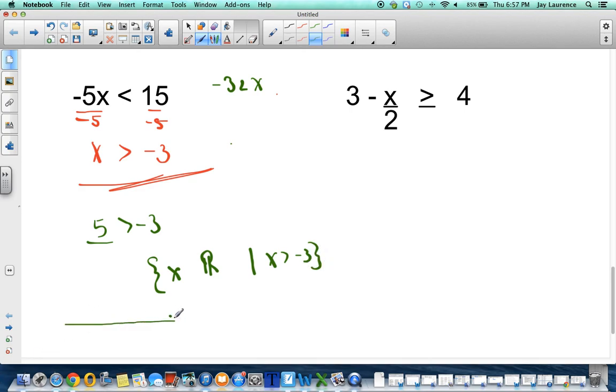On a number line graph, we're going to have negative 3. Maybe I'll show 0, and I'll show a negative 5. Have to show a closed point. No, that's wrong. An open point, because it's not equal to, right? And we said 5 was greater than negative 3, so I'm going to shade in the direction of 5. So I'll be shading this way.